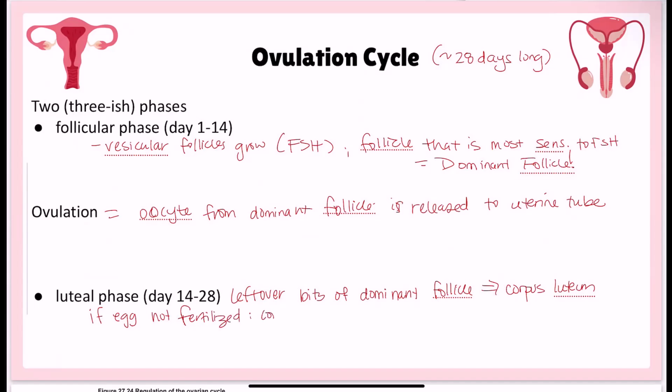So if the egg is not fertilized, the corpus luteum degenerates into the corpus albicans. That's just like a scar. Leftover bits that we're not using. And that just kind of hangs out in the ovary, right? However, if pregnancy occurs, the corpus luteum does a lot of that initial hormonal heavy lifting until that placenta is in place. So the corpus luteum has a big role in hormone stuff if pregnancy occurs, especially in the early days.